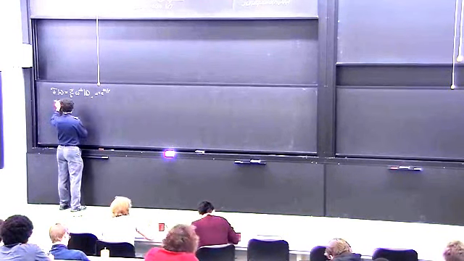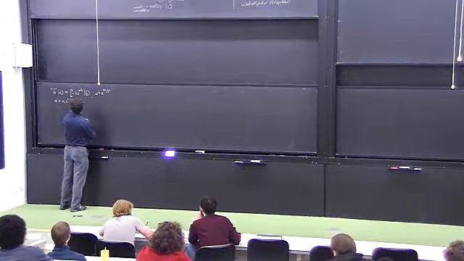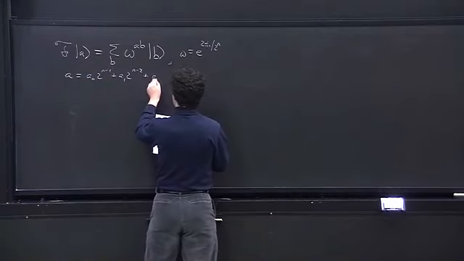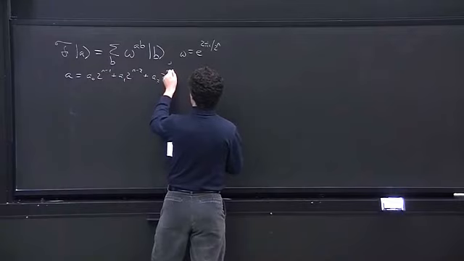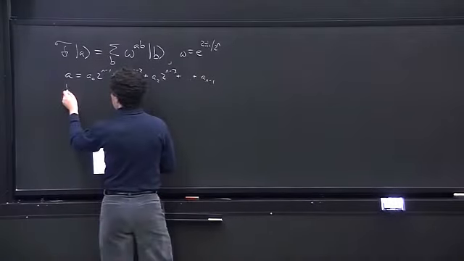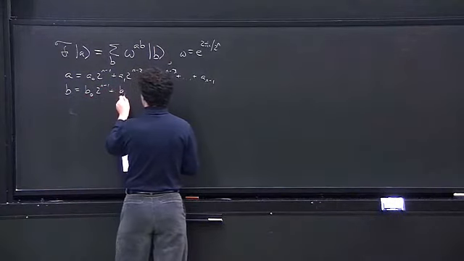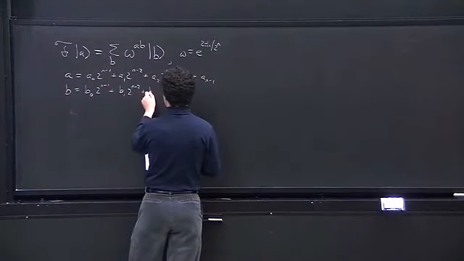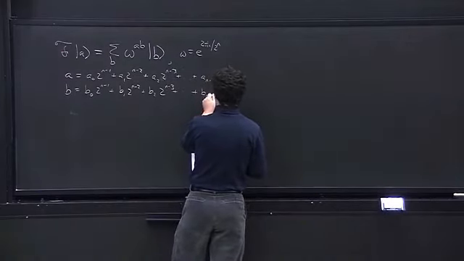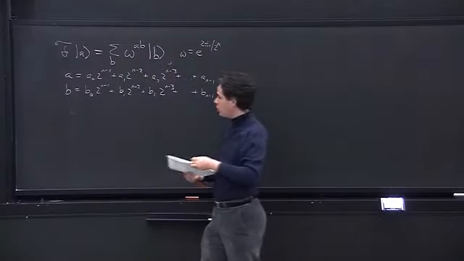So you have A is equal to A0, 2 to the n minus 1, plus A1, 2 to the n minus 2, plus A2, 2 to the n minus 3, plus dot, dot, dot, plus A n minus 1. And B is equal to, similarly, B0, 2 to the n minus 1, plus B1, 2 to the n minus 2, plus B2, 2 to the n minus 3, plus dot, dot, dot, plus B n minus 1. And then when we multiply them together for this power of omega, what do we get?